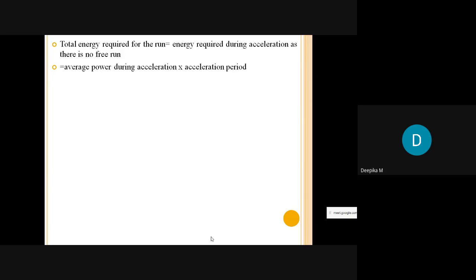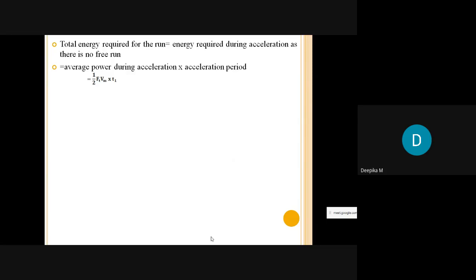So how do we calculate it? Energy is nothing but power into time. So we could write it as average power during acceleration into acceleration period. How do we calculate the average power during acceleration? It is nothing but half into Ft into Vm into T1.